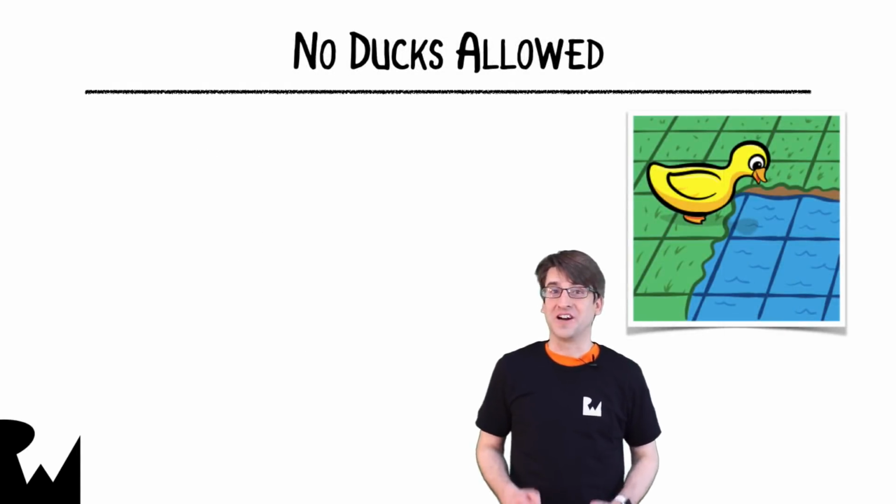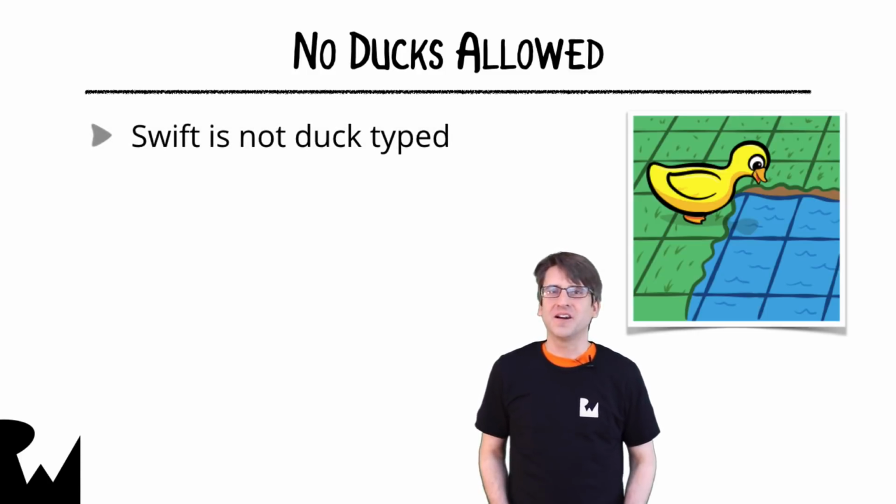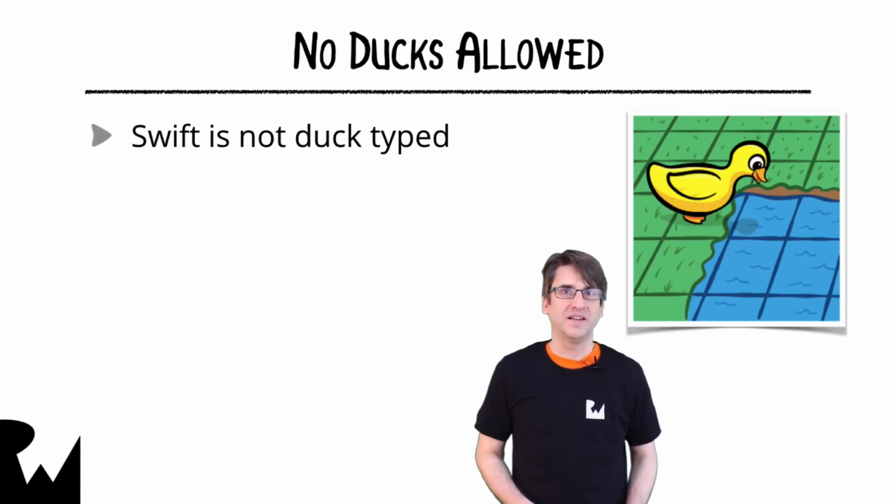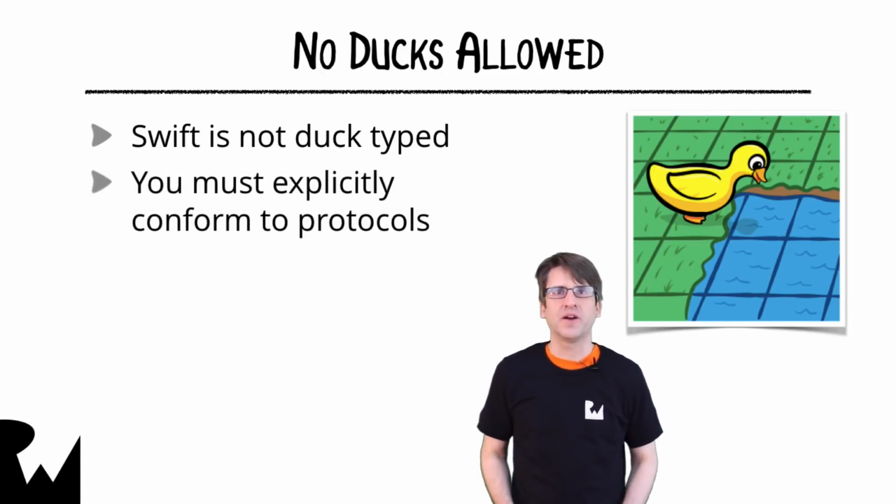Swift is not a duck-type language. Duck-type languages, such as Ruby, say that if a type walks like a duck and it quacks like a duck, then you can treat it like a duck. Not so with Swift. With Swift, you must explicitly declare conformance to make a type conform.